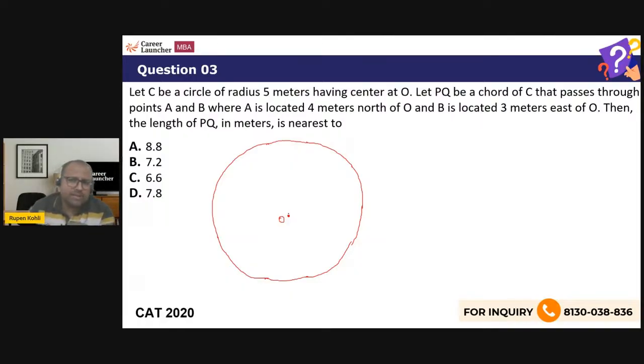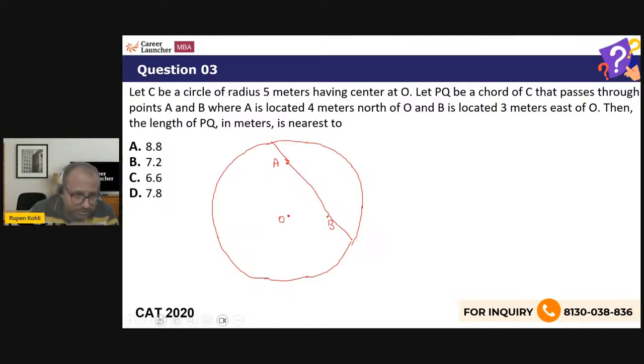And B is located 3 meters east of O, so at 60% along the line, right? So I get a sense of these points, let's say this is A. OA is 4 north, and OB is east, and that's 3. You will find the length of PQ. PQ is the chord obtained by joining A and B and extending them. So something like that. All right, so how do we do that?